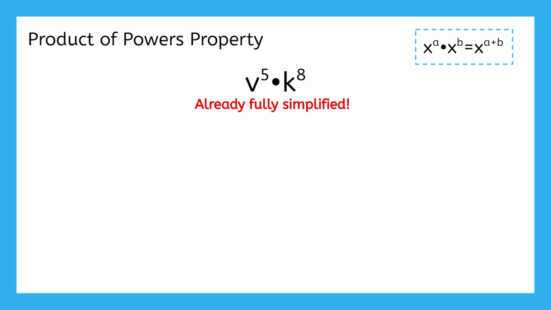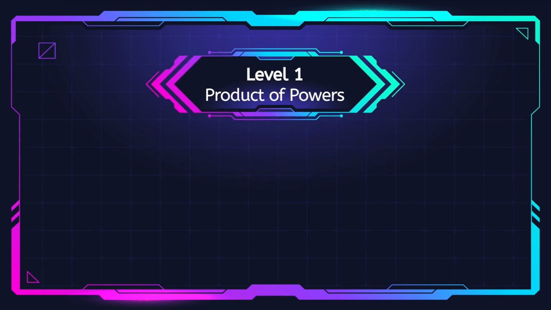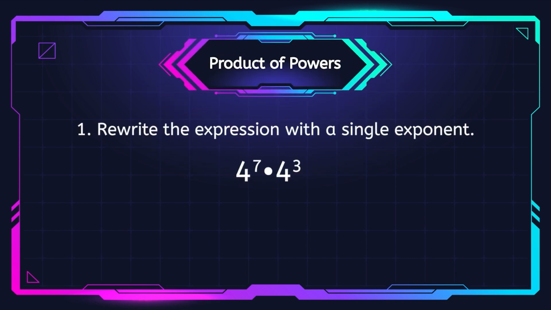Now, let's put this product of powers property to work and jump into Power Play. We have 4 to the 7th times 4 to the 3rd, and we need to rewrite the expression with a single exponent. Give this problem a try on your own first. Remember that you can use the product of powers property, but you can also expand the repeated multiplication to help. Pause the video and give it your best effort.